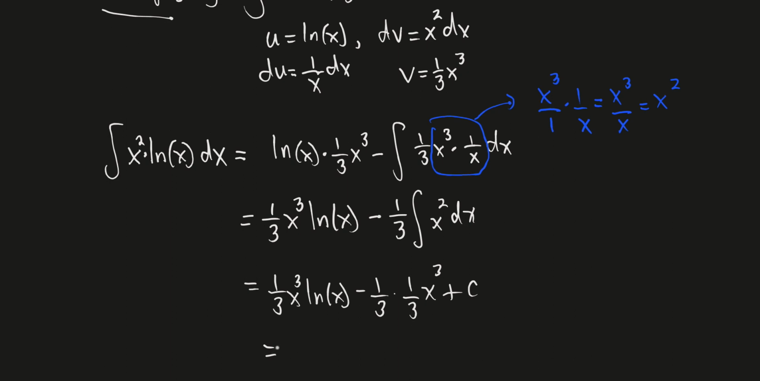So the final answer for the problem, what is the antiderivative of x squared times the natural log of x with respect to x? It is 1/3 x cubed ln of x minus 1/9 x cubed plus c, right?